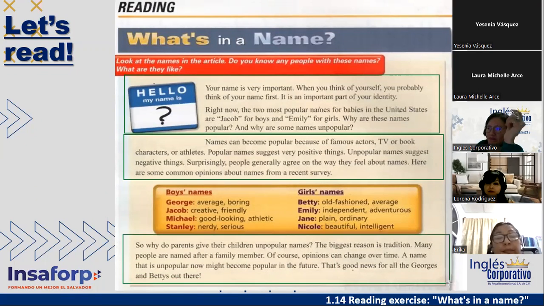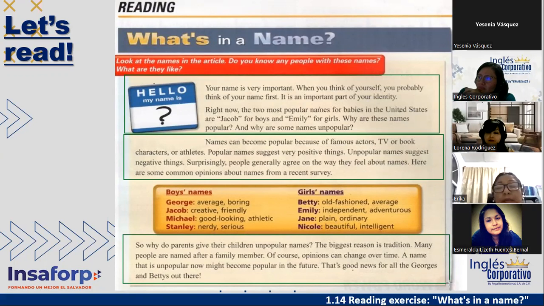Yes. So why do parents give their children unpopular names? The bigger reason is tradition. Many people are named after a family member. Of course, opinions can change over time. A name that is unpopular now might become popular. In the future, that's good news for all the George and Betty out there. Very good. Thank you so much.